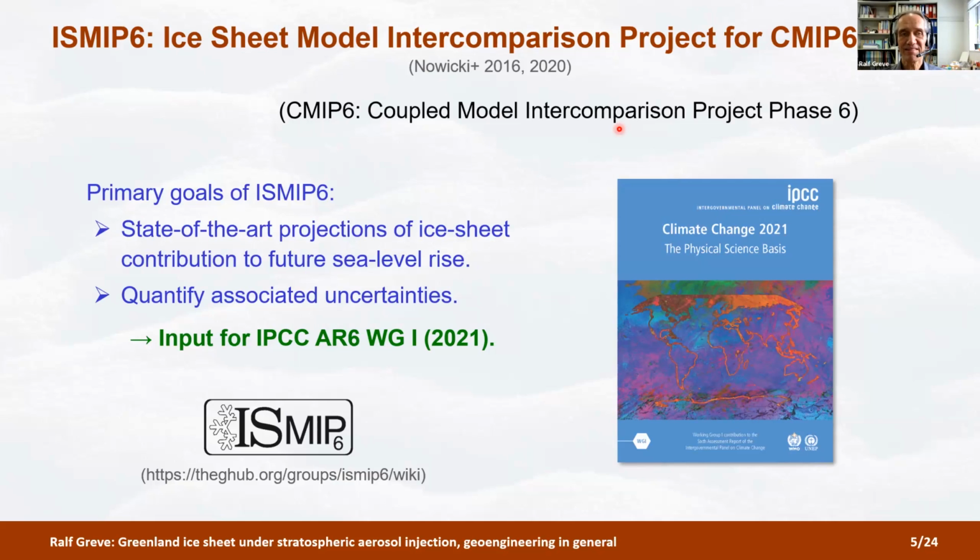So the goals of ISMIP6 were to provide state-of-the-art projections of ice sheet contribution to future sea level rise, along with a quantification of uncertainties. And everything, as I said, was intended to be input for the AR6, the 6th assessment report, which, at least this part 1, the physical science basis, was published in 2021. ISMIP6 is not dead though, so we've been continuing some follow-up projects all along, and it will probably gradually evolve into something called ISMIP7, towards the next IPCC phase.